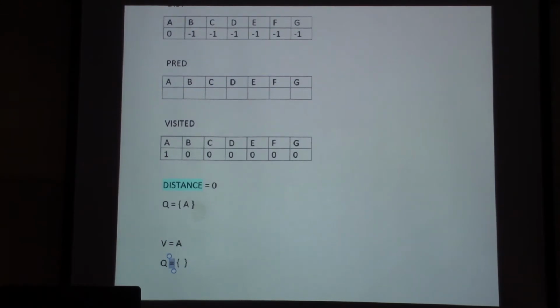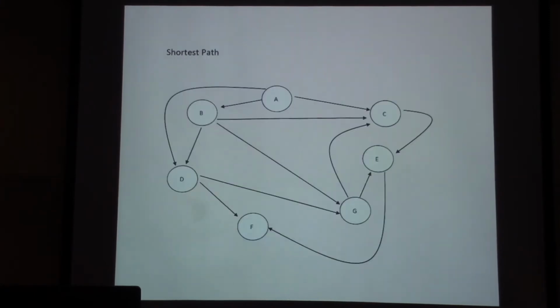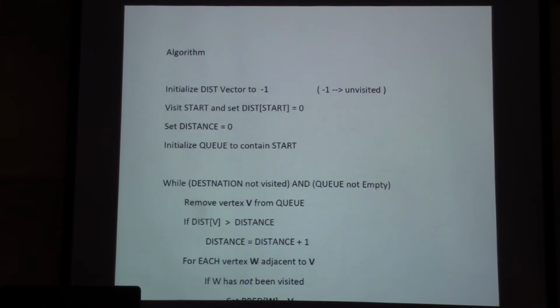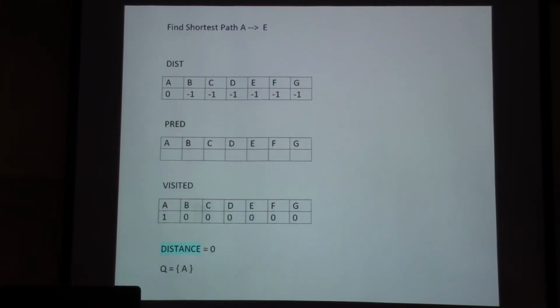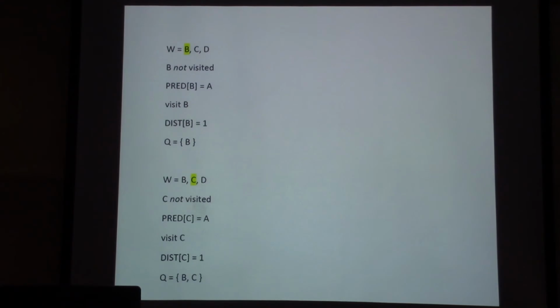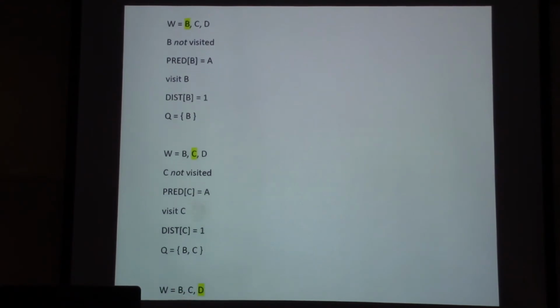And the neighbors of A are what? B, C, and D. So that means we're going to have 3 values going in here. So our W values are the neighbors, B, C, D. B is not visited, so the predecessor of B gets A. We visit B. We set distance of B equal to 1 because that's distance plus 1. Distance is 0, so plus 1 is 1. And then Q is equal to B. So we put it into the queue. Now we go for the second neighbor of A, that's C.